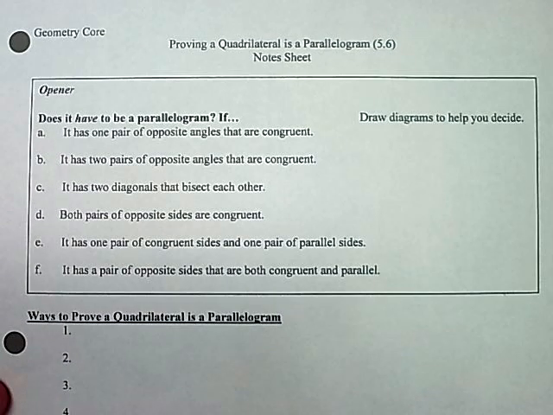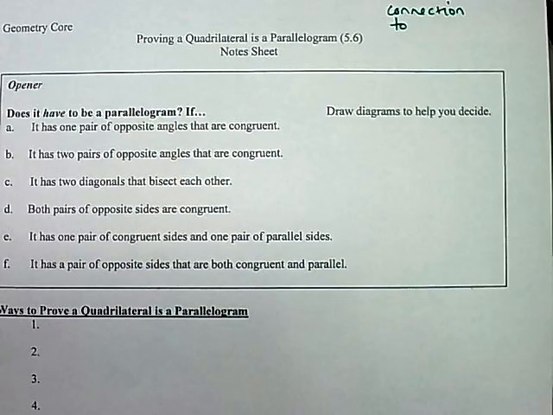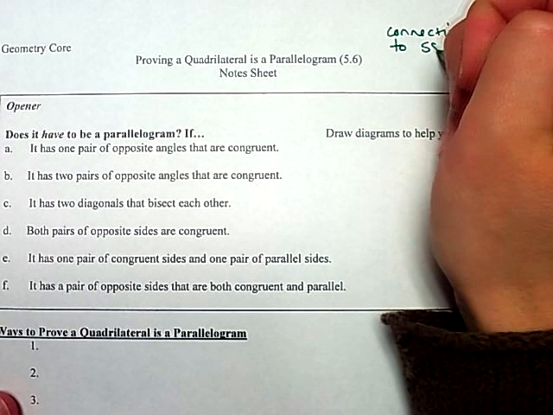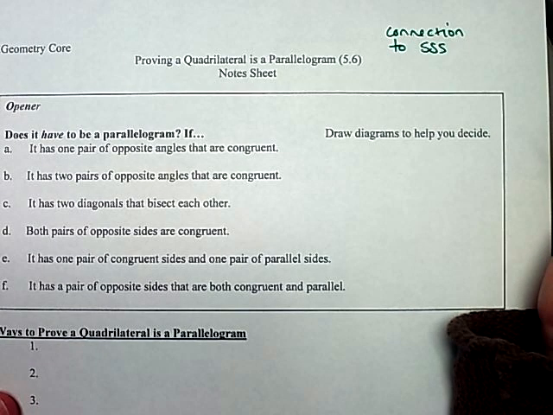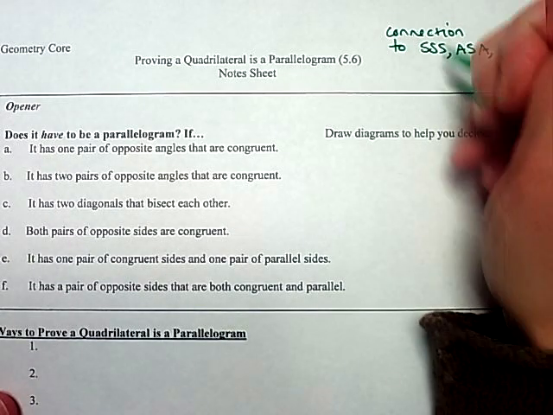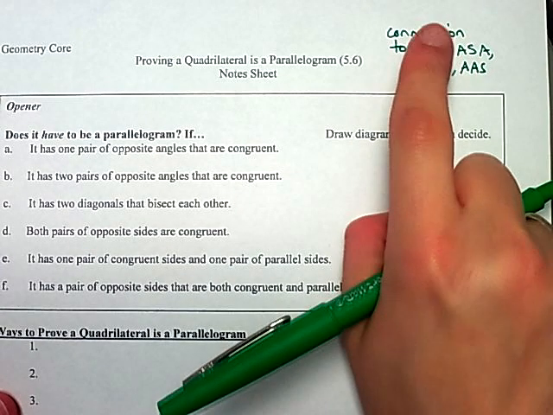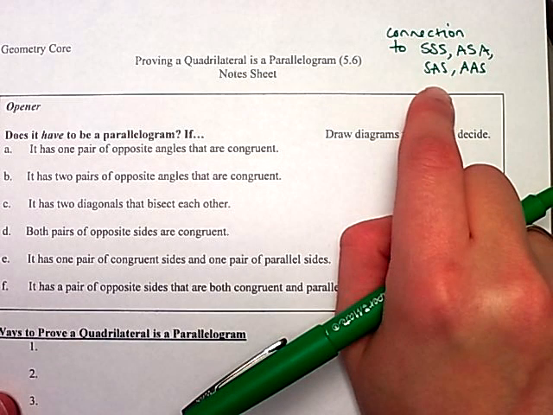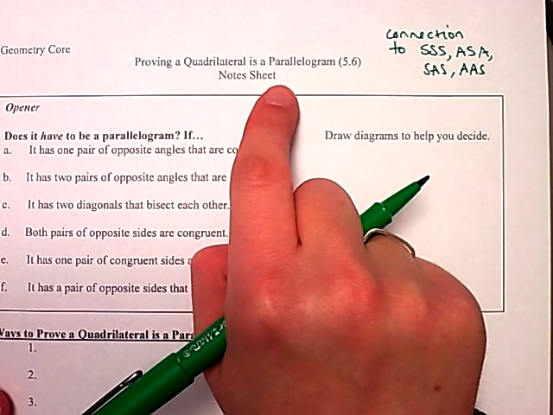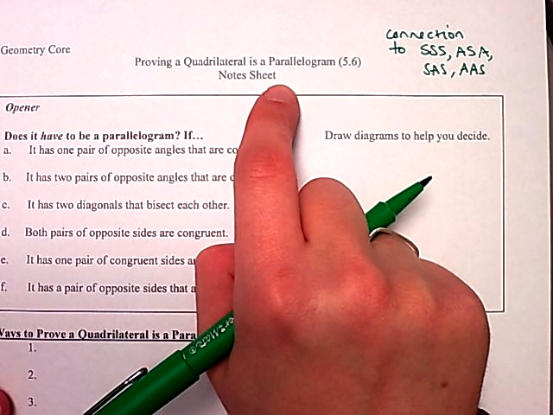And it's kind of similar to when we were doing triangle congruence. We only needed certain sets of information. If we had all three sides congruent, then we knew the triangles were congruent. If we had angle side angle, or side angle side, or angle angle side, right? So there are certain sets of information that, once we have them, are enough to conclude that two triangles are congruent. Similarly, there are certain sets of information that, if we see a quadrilateral has them, we can automatically conclude it is a parallelogram.